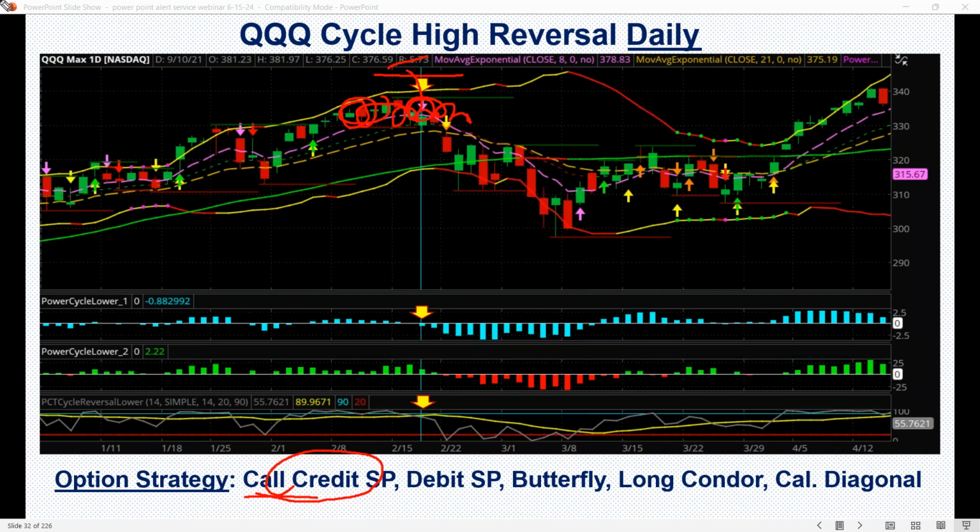And then it sets up for a potentially bigger move to the downside. So then we can jump into more aggressive trades. We can do a put debit spread or a butterfly for a target to the downside, or a long condor or put condor or call calendar, things like that. So those are the strategies to be aligned with that chart pattern as well.